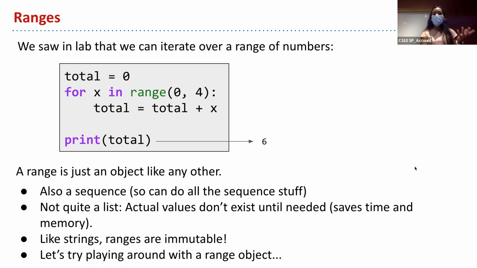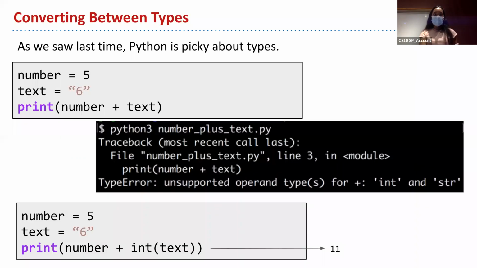Yeah, and again, ranges are immutable. So if you want to change values, you're going to have to use a list. I'm going to skip through this really quick.